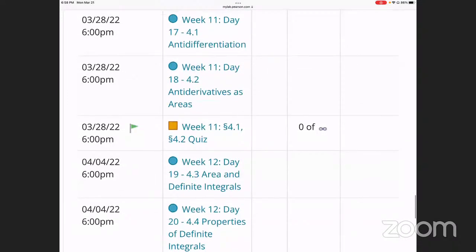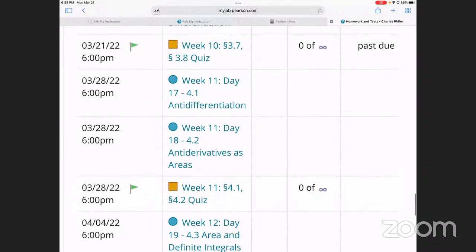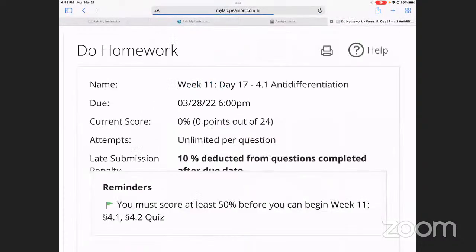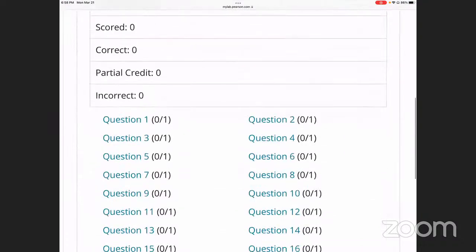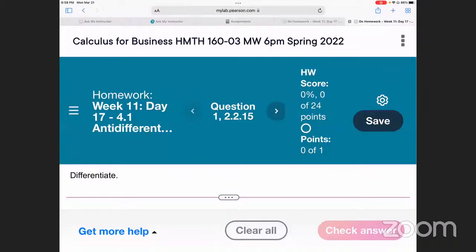Right here, not the quiz. This is week 11, antidifferentiation. Let's start with question 1, and then let's try to get at least two questions from chapter 4.